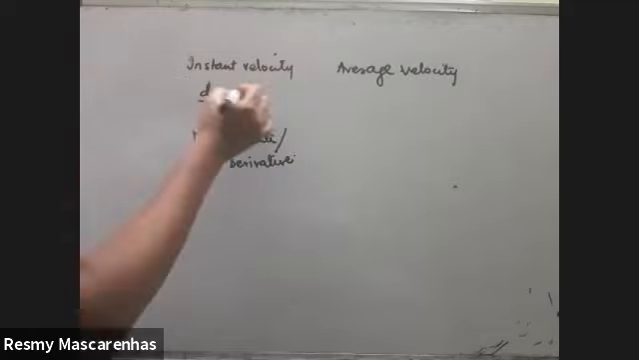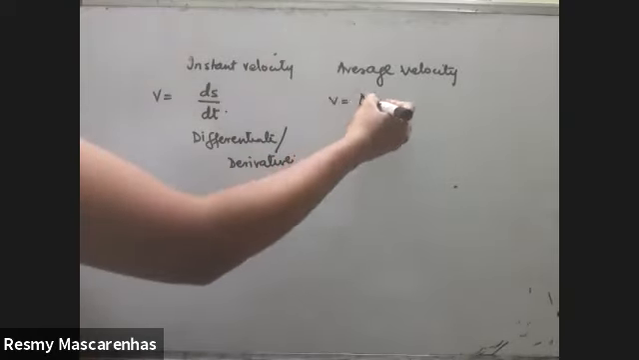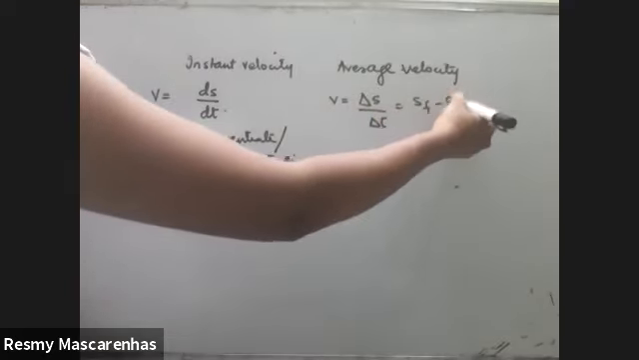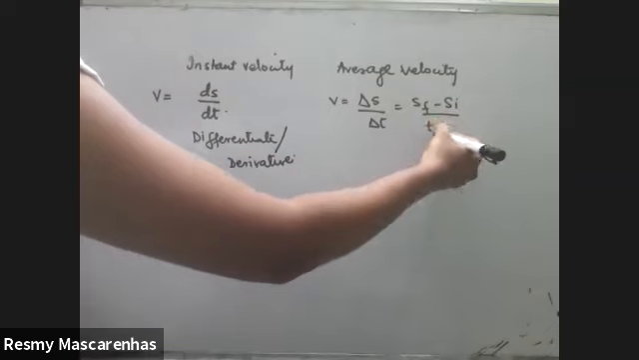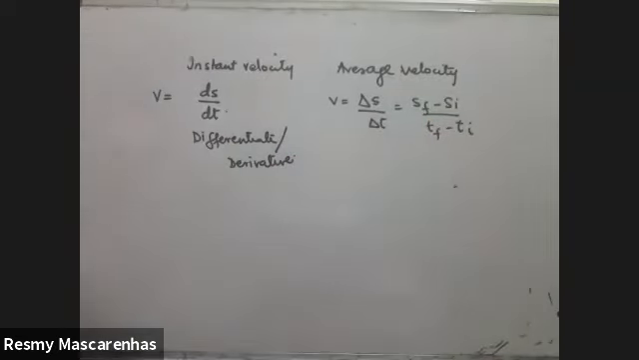Over here, this is indicated by delta s upon delta t. Always final minus initial upon time final minus time initial. Here we don't have to differentiate or find the derivative. So these are the two different ways to find. You have to be careful. This is exactly at that point and this is over a time period.